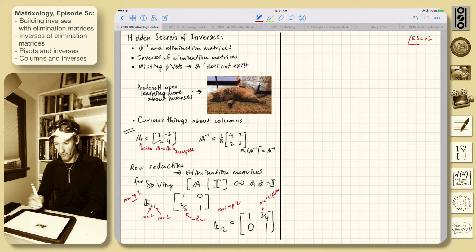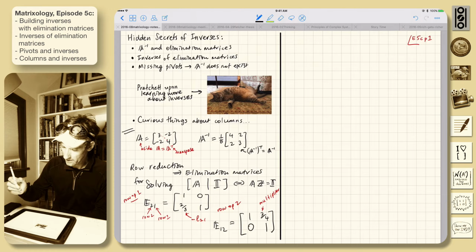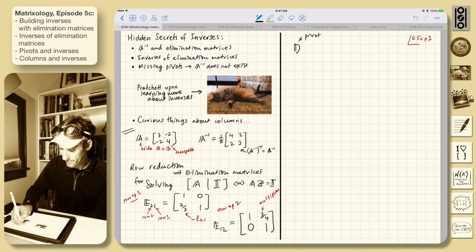Okay, that's 2 of them. And then we had to divide through. So this is an interesting thing. We had to divide through by the pivots. So we're going to do something slightly different, let's write down the pivot matrix.